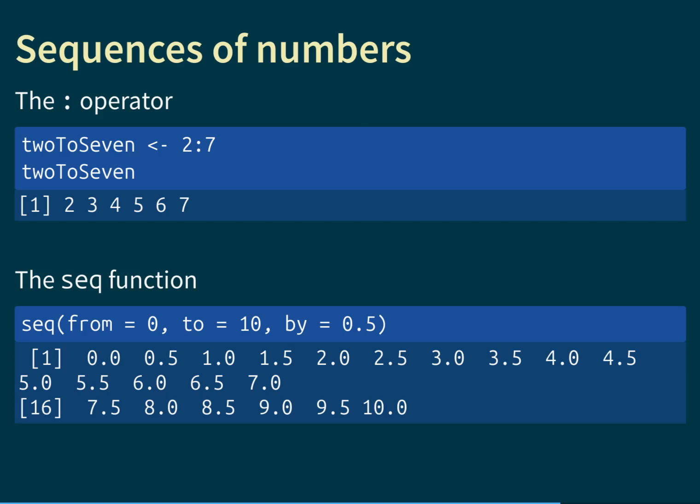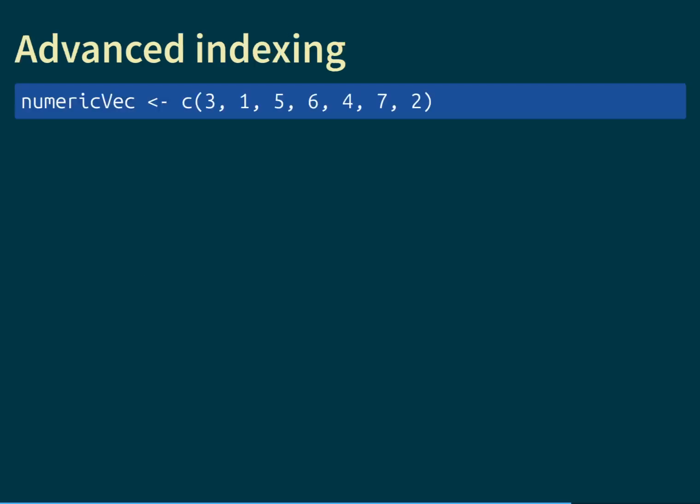So we have 0 and then 0.5 and then 1 and then 1.5, etc. so on and so forth until we reach 10. We've seen that we can index into vectors and we can access their individual entries by using this square bracket notation. But there's more to indexing than that.